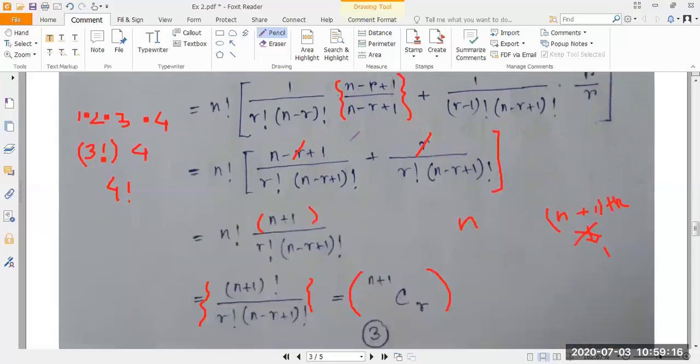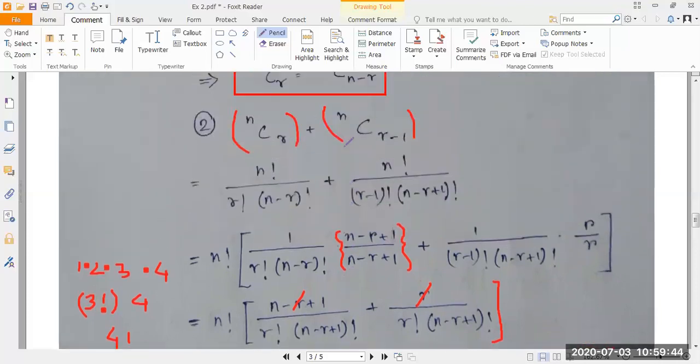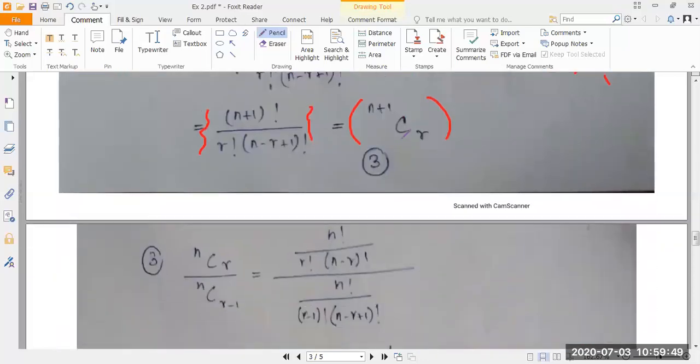So that's basically the intuition that lies behind the expression nCr plus nCr-1 is equal to n+1Cr. This expression is called the expression of complementary combination, which essentially says that the number of combinations of n+1 things taken r at a time is equal to the number of combinations of n things taken r at a time plus the combination of n things taken r-1 at a time.